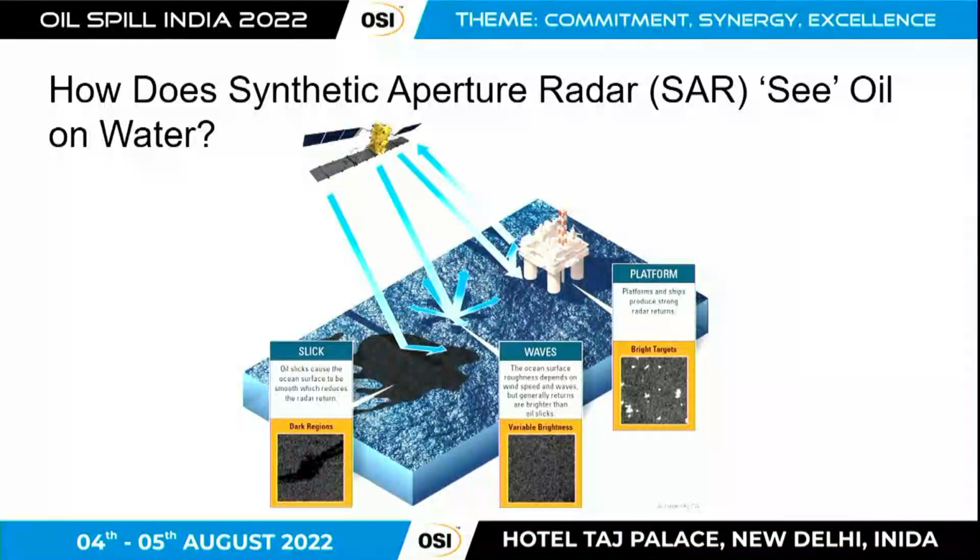So how does SAR see oil and water? I try and make this as simple. There's definitely more complicated methods to describe it, but generally speaking, the satellite emits a signal, and then that signal will hit something and then gets returned back. And so we've characterized what these different return signals mean.